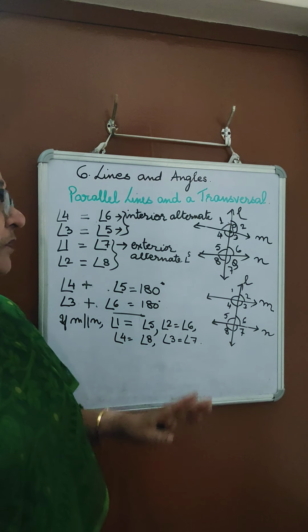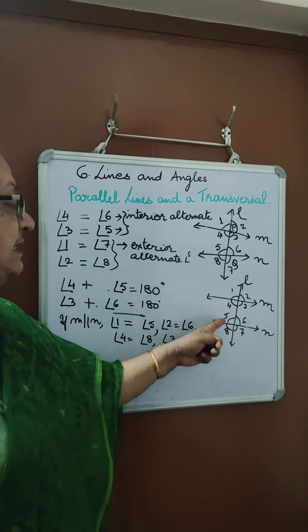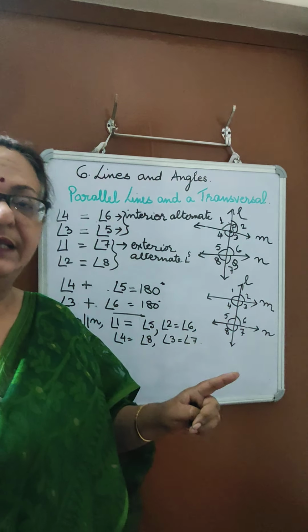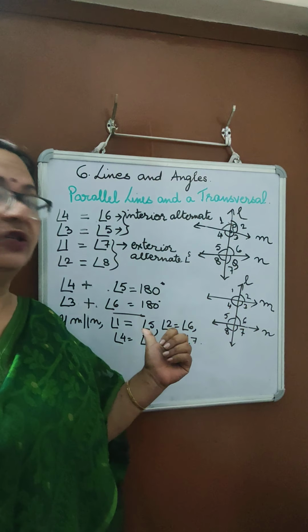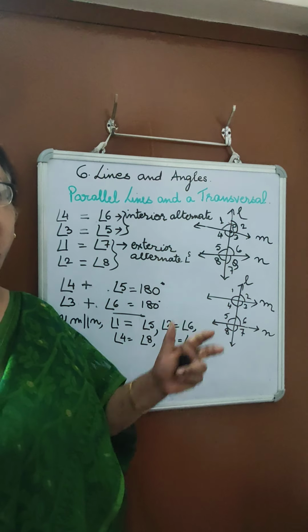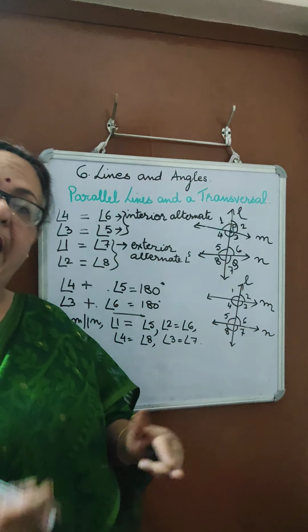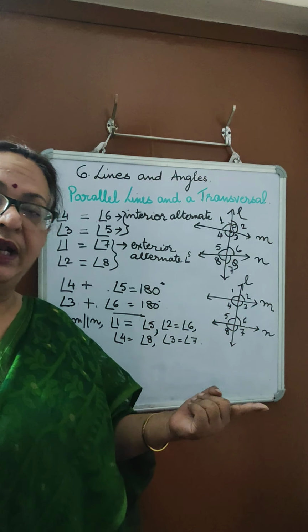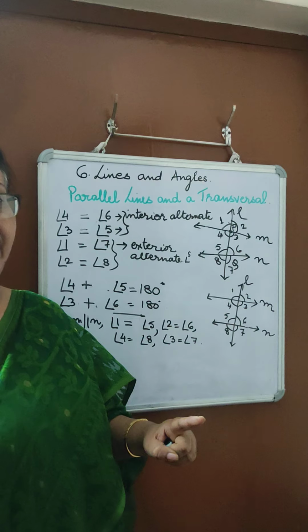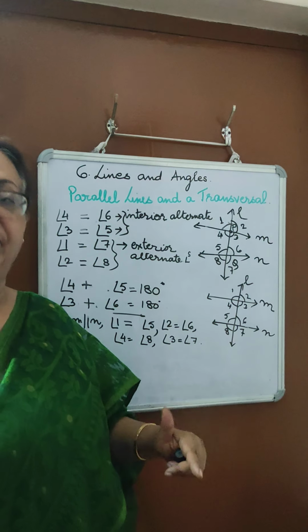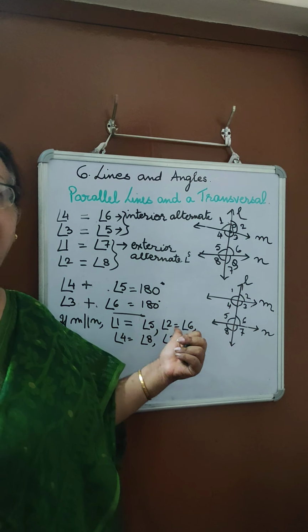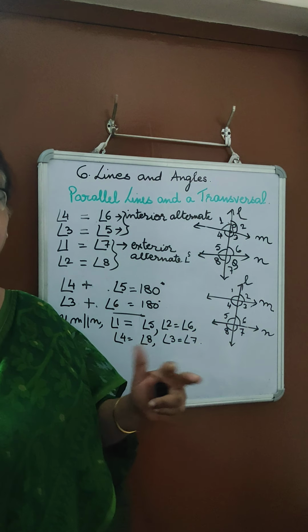Understood, students? So when lines are parallel, corresponding angles are equal, alternate angles are equal, interior angles on the same side of the transversal are supplementary. And its converse, if corresponding angles are equal, lines are parallel. If alternate angles are equal, lines are parallel. And if interior angles are supplementary, lines are parallel.